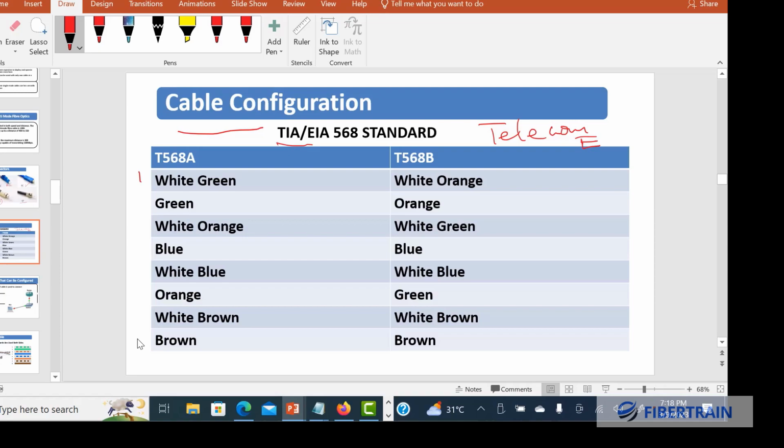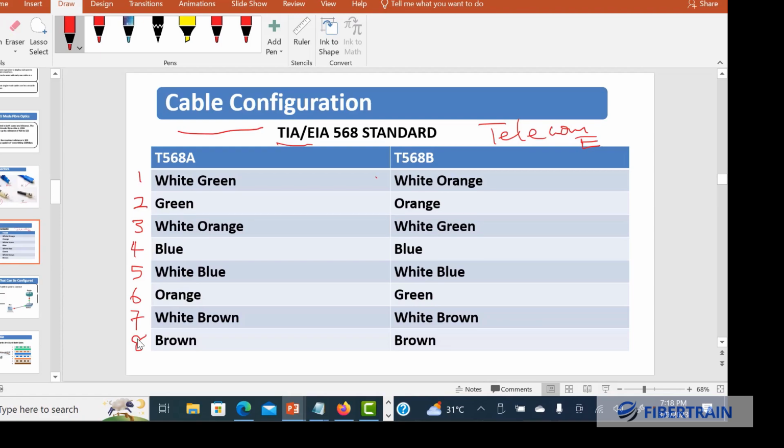The number one wire that should go into the connector is the one that has a color what? White and green. The second one should be what? Solid green. The one that has white and orange should be number 3. Solid blue should be number 4. White and blue should be number 5. Solid orange number 6. White and brown number 7. Brown number 8. This is the order.